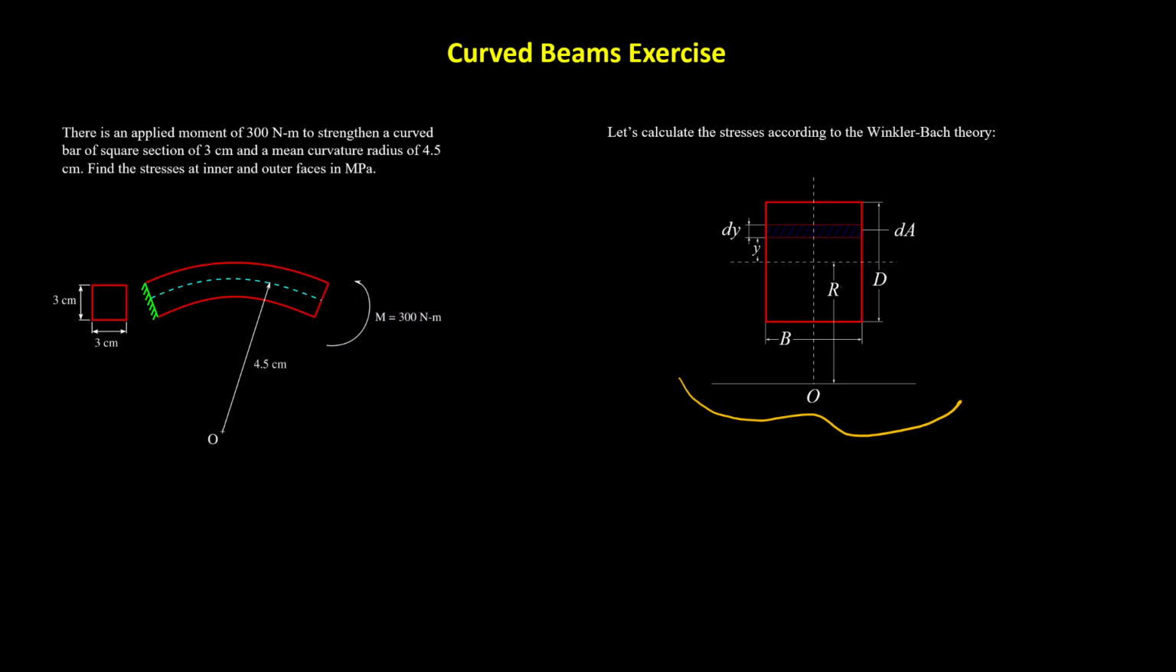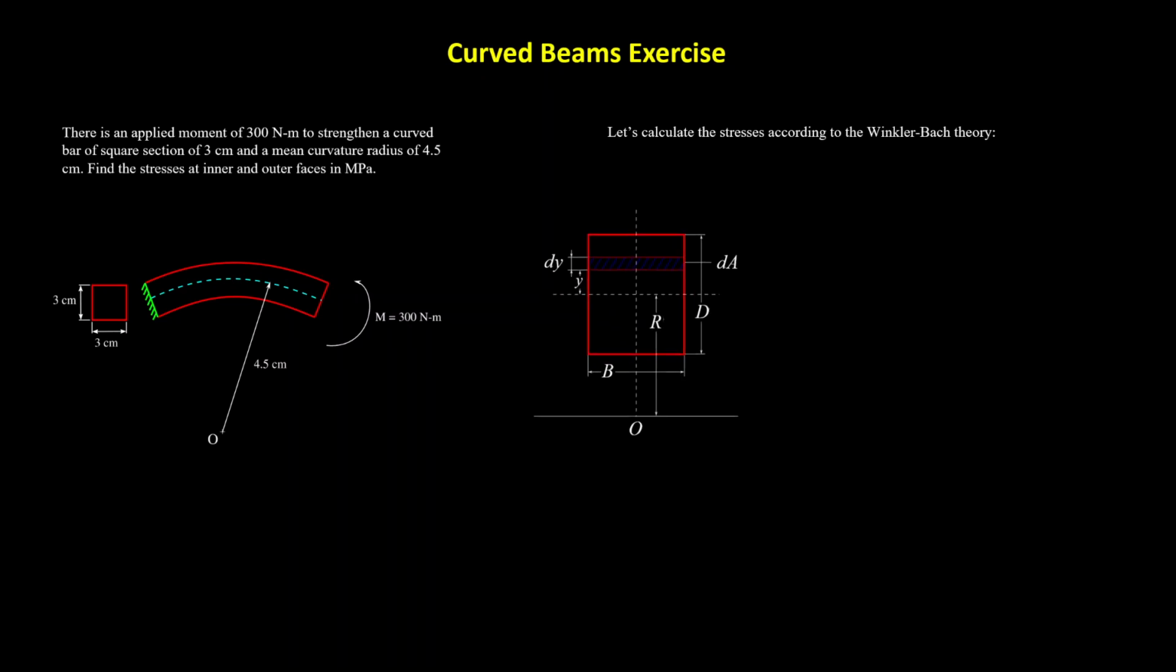You're going to see in the other exercise that I didn't give one of the necessary parameters to apply the Winkler-Bach theory, but it is easy to find. It is something that is already tabulated. You didn't have to reinvent the wheel in this case. You could find it easily in textbooks or on the internet.